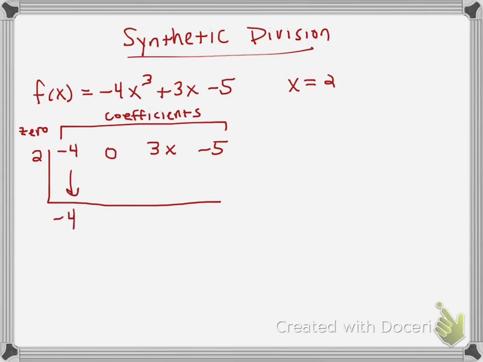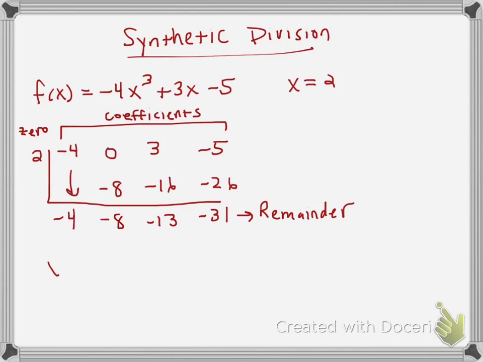All right, so I take negative 4 and multiply it by 2. I get negative 8. I'll add 0 and negative 8 and get negative 8. Now I'll multiply 2 and negative 8 and get negative 16. I'm going to add those two numbers together and get negative 13. Now I'll multiply my outsides again. 2 and negative 13 gets me negative 26. I'll add my insides, negative 5 and negative 26, and get negative 31. All right, so that represents my remainder.